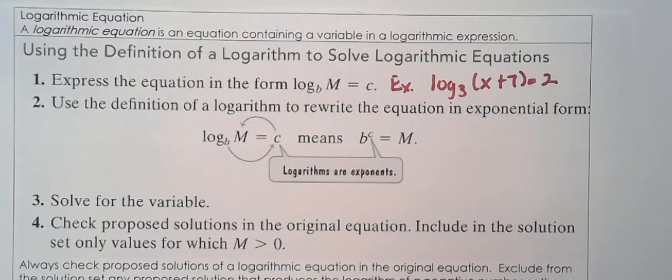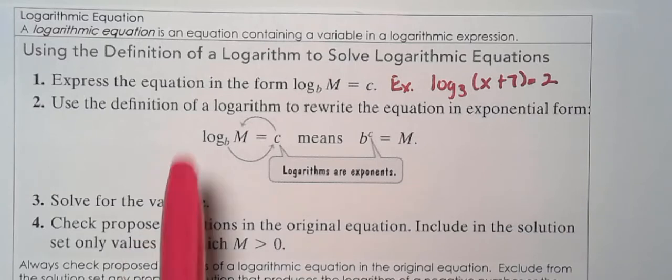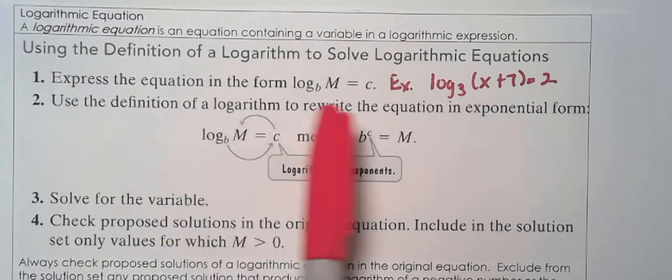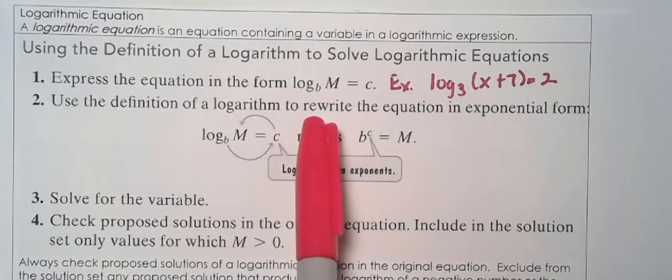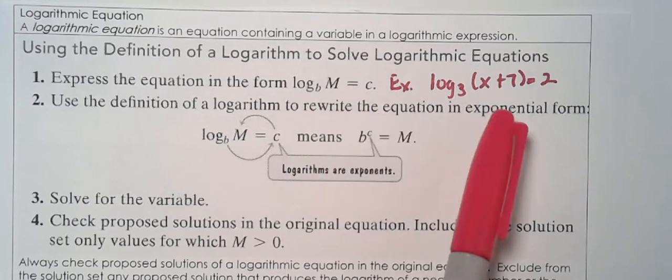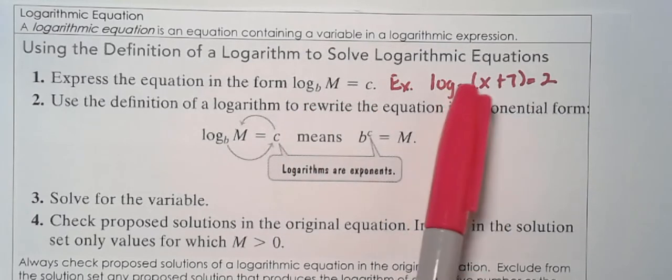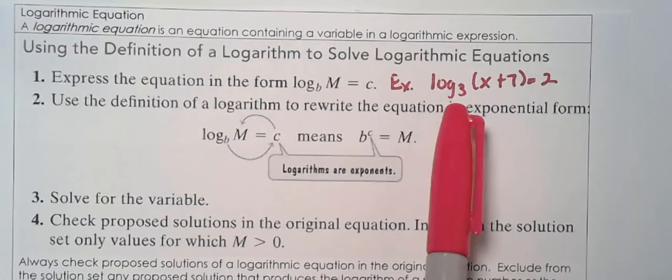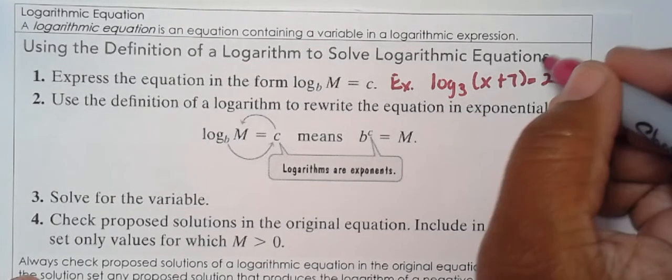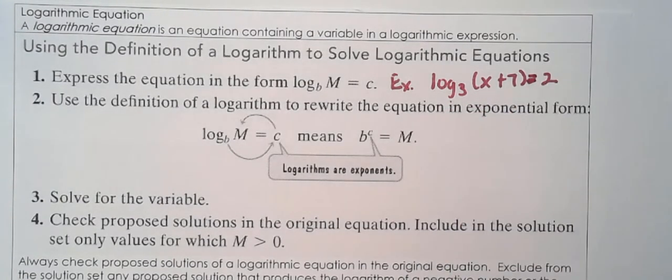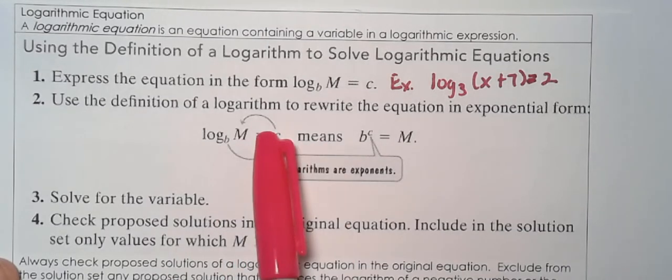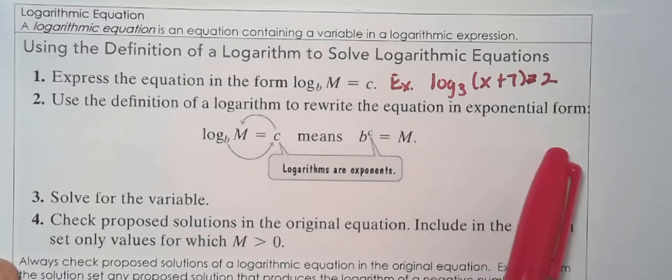So, steps to solving a logarithmic equation. Number one, express the equation in the form log base b of m is equal to c, meaning we want the log by itself on one side. And this is an equal sign. Then we're going to use the definition of logarithm to rewrite the equation in exponential form.